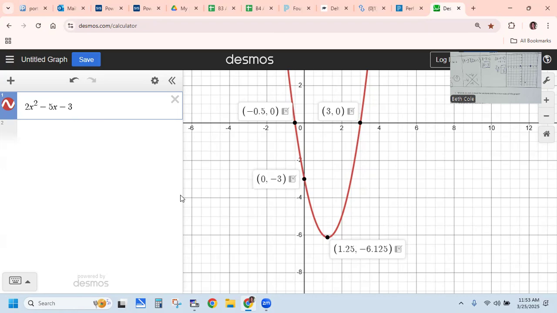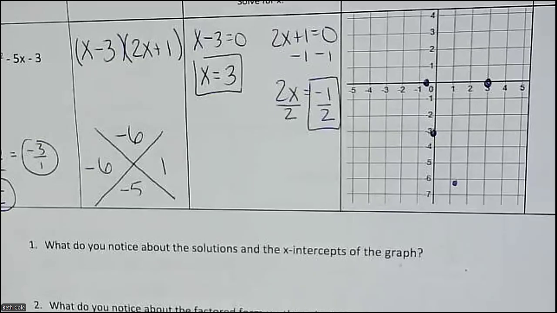And then what's your y-intercept? Just click on it. Yep, perfect. So plot that as well. This is nice because you can just click on the points and it'll show up for you.